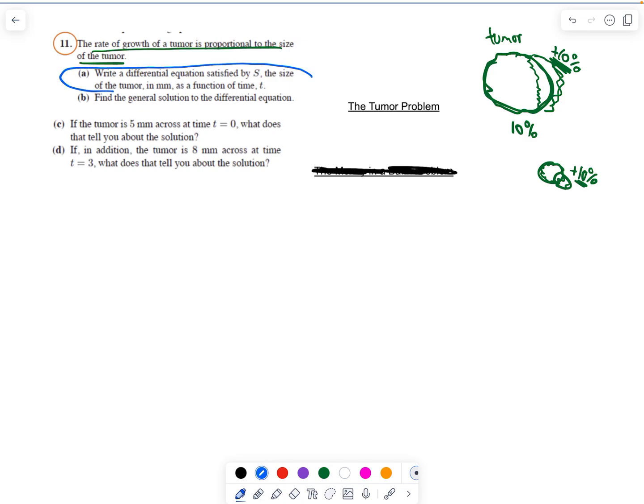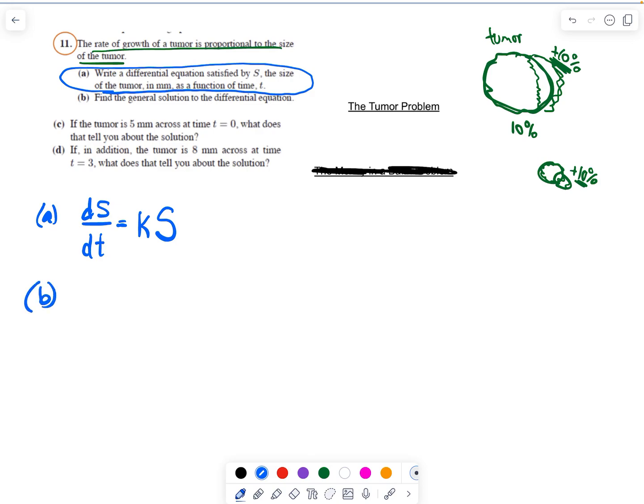Write a differential equation satisfied by S, the size of the tumor as a function of time. This means that the rate of the size of that tumor with respect to time is proportional. That means there's some value multiplied by the size. It could be 10%, it could be minus 2%, something like that. That is the differential equation. It's an equation that's expressed as a rate of change.